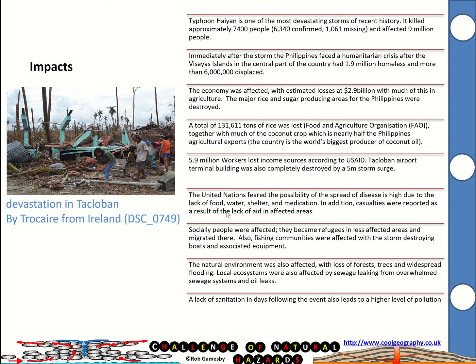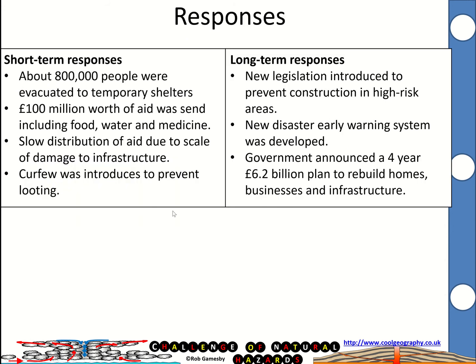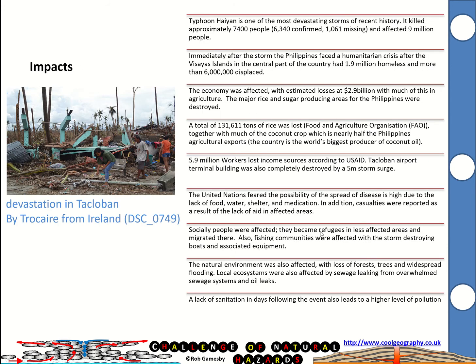More impacts here. It's probably one of the most devastating storms of recent history. It killed 7,400 people and affected 9 million. The economy was affected with estimated losses at $2.9 billion, much of that in agriculture, particularly rice and sugar. 5.9 million workers lost income according to the United States Aid Agency. The airport was completely destroyed by a 5-meter storm surge, so that impacted long-term aid efforts. There was fears about the spread of disease, and people became refugees and had to migrate.